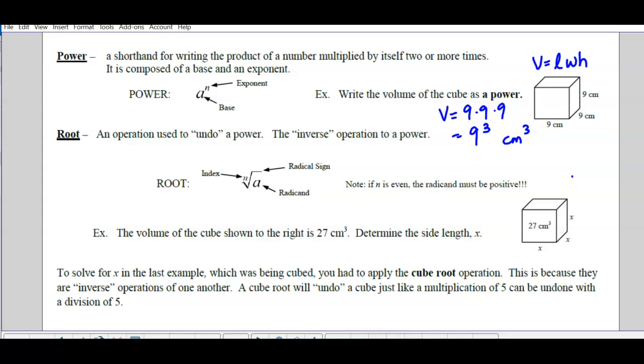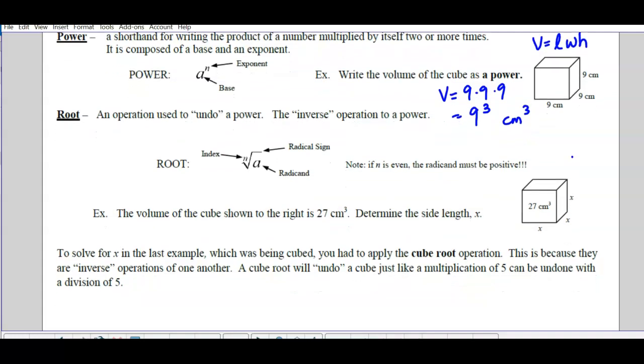Be aware, if n is even, so square root, or fourth root, or sixth root, an even number there, then the radicand must be positive. So the radicand is the number underneath the radical sign. It has to be positive because you can't take an even root of a negative number, because if it's even, we have to have an even number of factors. And remember, if your radicand is a negative, then really one of those factors in there is a negative and one's a positive. So they're not equal. Okay, so it has to be positive if n is even. And we'll get into some practice of that.